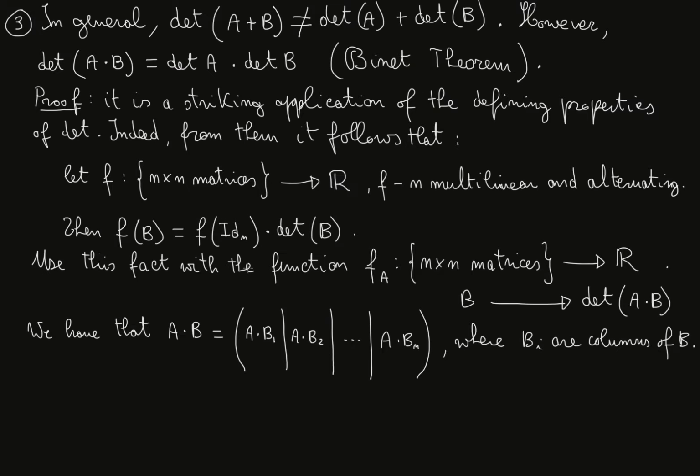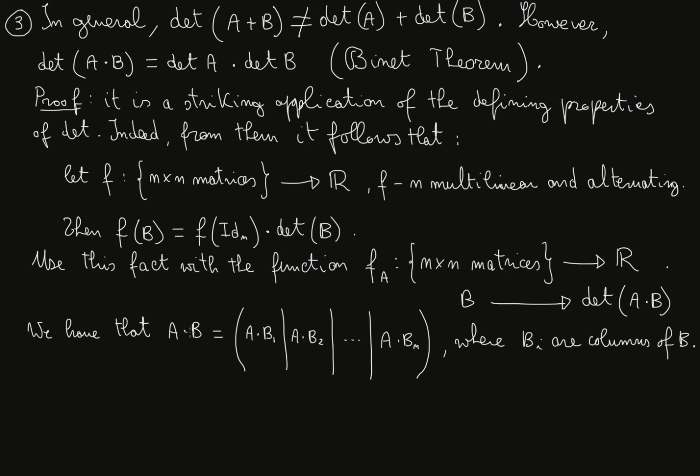We use this fact with the function defined as follows: we call the function f_A, which goes from the set of n by n matrices to R and associates to a matrix B the determinant of A times B. So A is a fixed matrix and gives the name to the function f. Once we fix the matrix A, f_A is well defined, associating to a matrix B the determinant of the multiplication of B on the left by A.